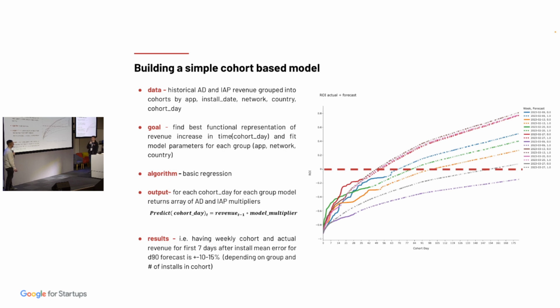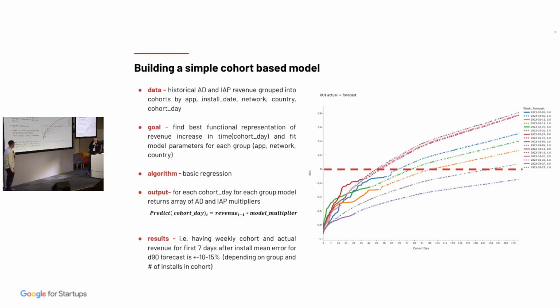Another thing is that the data on which we based is only revenue data, broken down by ad and in-app purchase revenue. You can find here the graph, which represents the outcome of our model, but maybe a couple more words on how our model was prepared. Our goal was to find a functional representation of revenue increase in time. So our goal was not to predict exact revenue for each cohort, but rather to find how revenue increased over time. And it is represented in this formula you can find here.